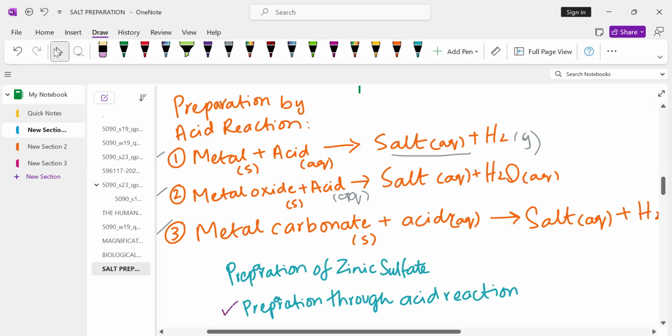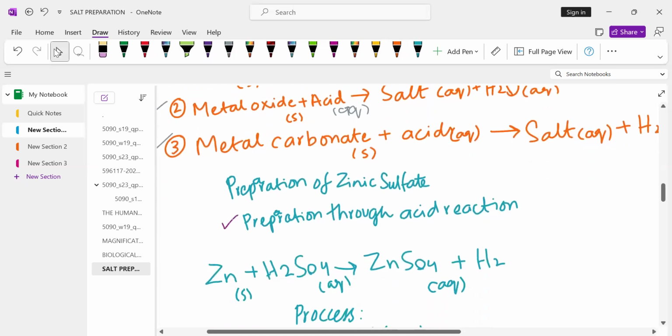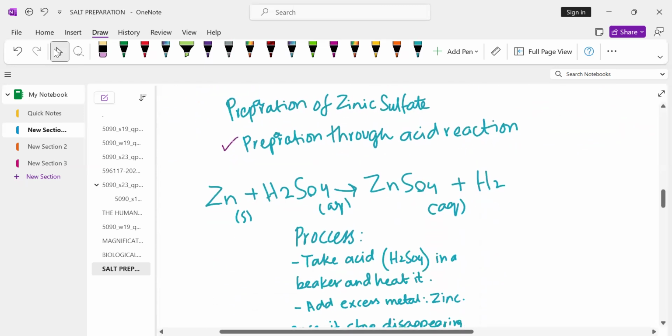So, for example, you are given a question to write the procedure for the preparation of zinc sulfate. Usually, this question appears in P2 for 3 to 4 marks, and sometimes may appear in P1 also in MCQs. In the MCQ paper, you do not need to write. You just have to tick the correct option. But in P2, you have to write this method.